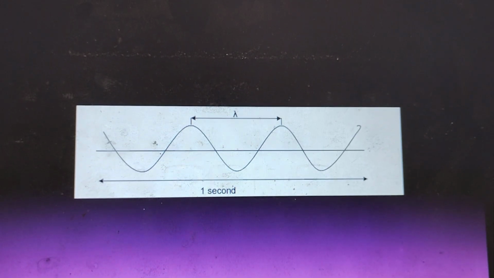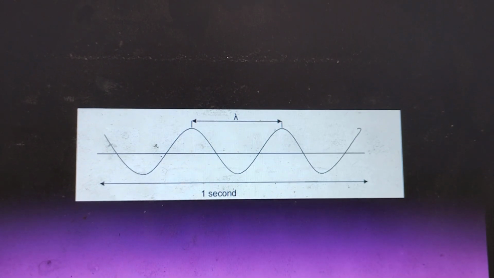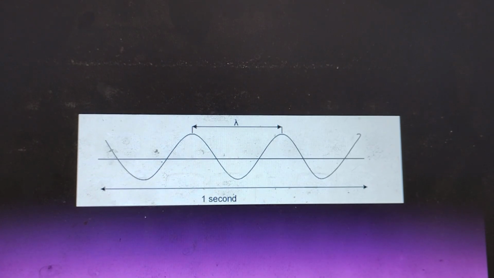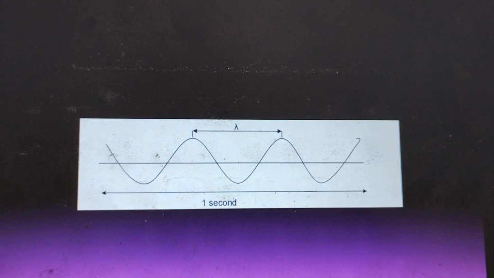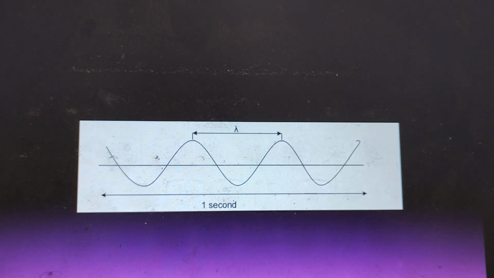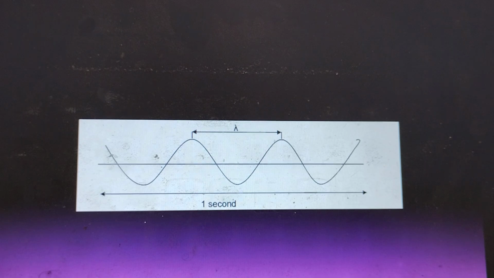Just look at this image. This is the wavelength definition. The distance between two adjacent peaks is called wavelength. The wavelength is denoted by the symbol lambda.